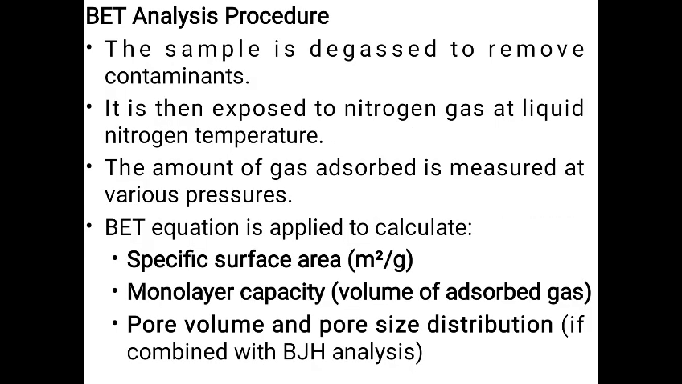BET analysis procedure. The sample is degassed to remove the contaminants. Then it is exposed to nitrogen gas at liquid nitrogen temperature. The amount of gas adsorbed is measured at various pressures. The BET equation is applied in order to calculate the specific surface area in meter square per gram, monolayer capacity, that is the volume of the adsorbed gas, and the pore volume and pore size distribution.